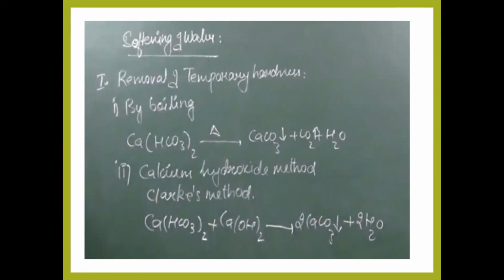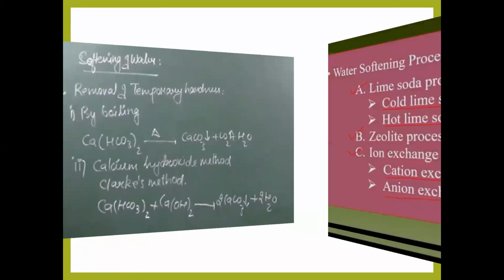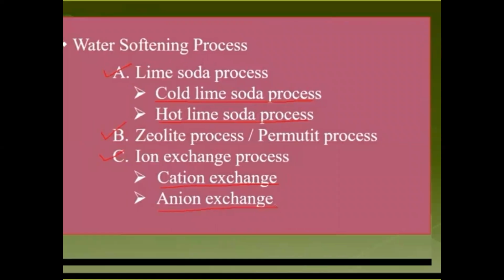That is by boiling and by the calcium hydroxide method, the other name of which is Clark's method. In boiling, we simply boil the water, and in Clark's method, we add calcium hydroxide. In both these methods, the soluble impurities of calcium bicarbonate and magnesium bicarbonate convert into insoluble calcium carbonate, and this settles down in the form of precipitate, and we can filter out those impurities very easily.